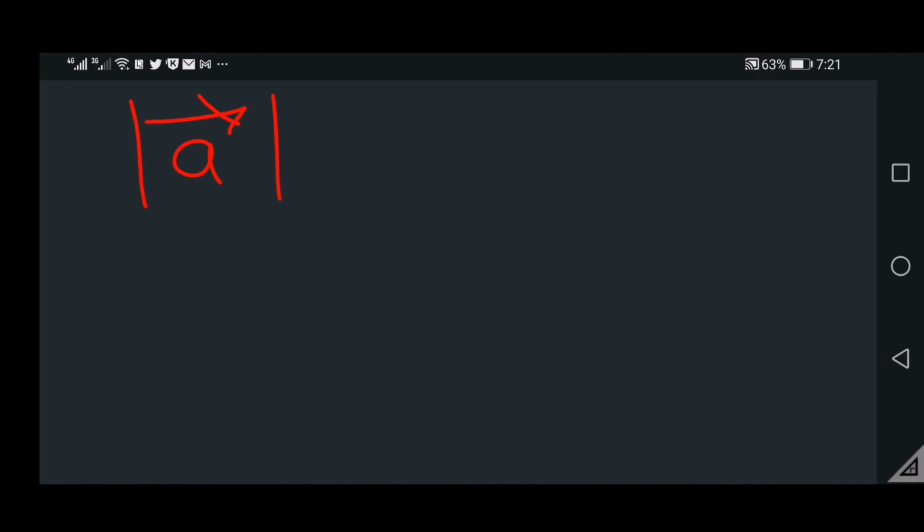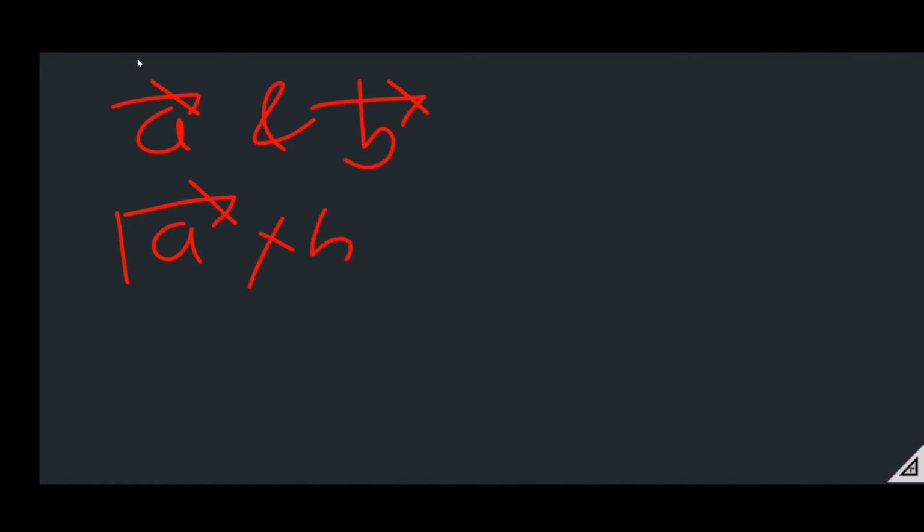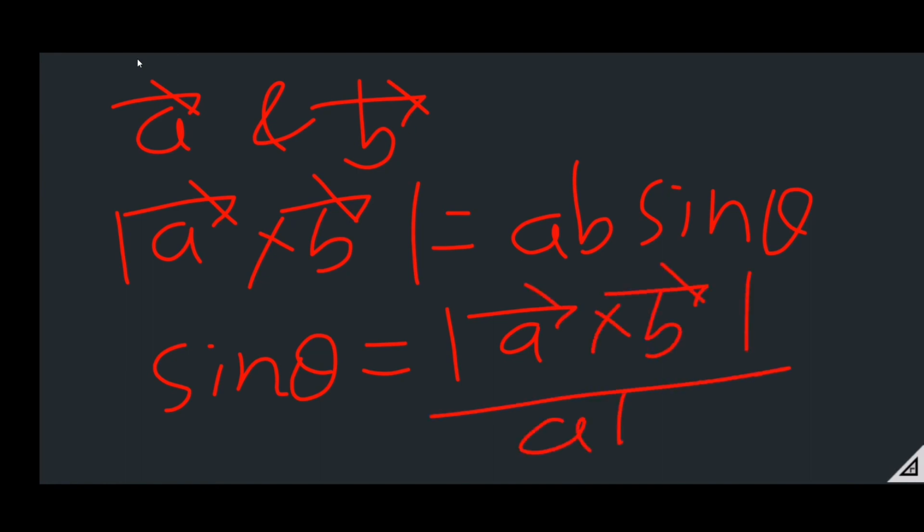Now from the formula of the magnitude of the cross product we can even obtain the angle between two vectors. Here is the formula to find the angle between two vectors, a vector and b vector. We know that the magnitude of a vector into b vector is given by ab sine theta. So from here we obtain sine theta equals magnitude of a vector into b vector upon ab. This formula can be used.